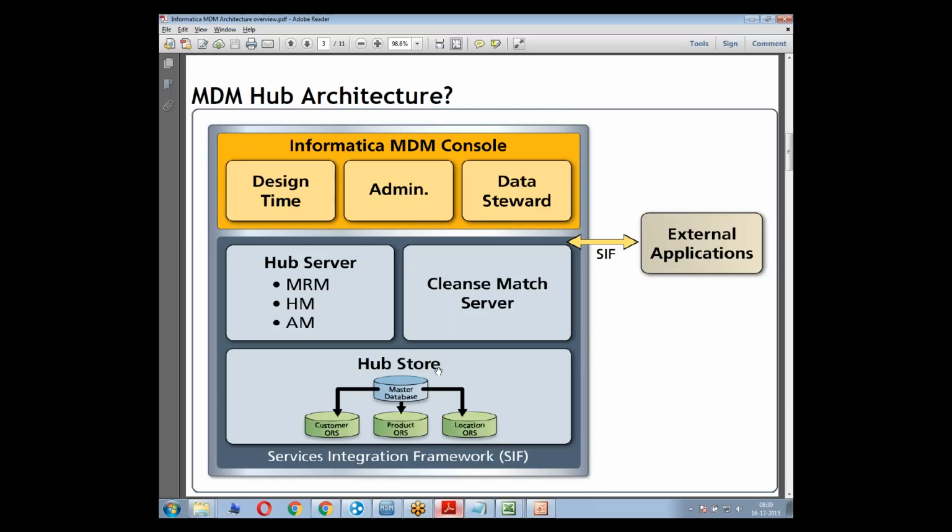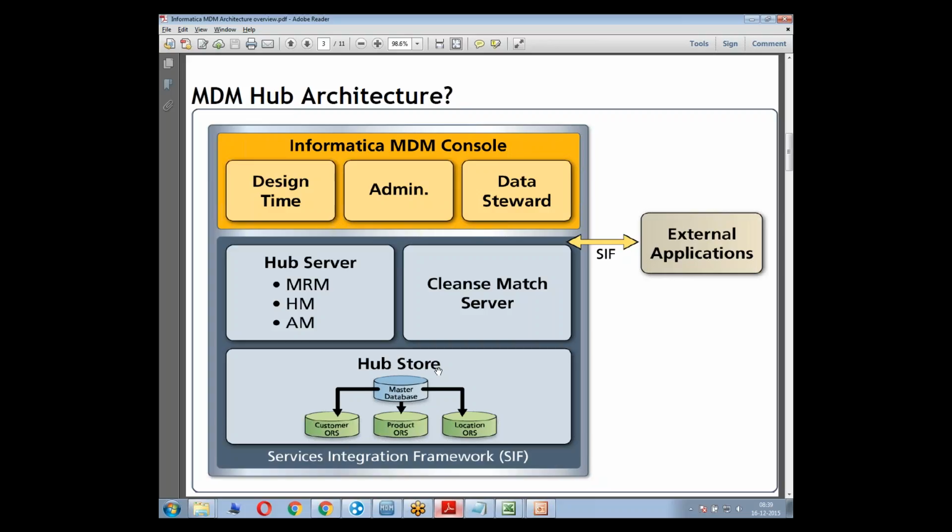That's what you can see in front of you. That's the hub server. Some people call it MRM, HM, AM, or cleanse match server. MRM, HM, AM are old conventions. The full form for MRM is master reference manager. HM is hierarchy manager, which is still there. And HM has been merged into this MRM only.